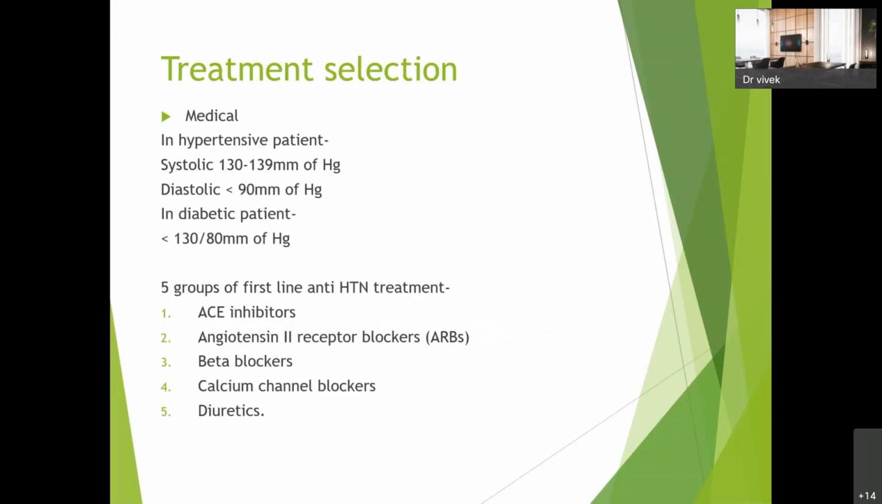Treatment selection is basically medical, surgical, or endovascular. The medical part involves, in hypertensive patients, maintaining the systolic BP between 130 to 139 and diastolic less than 90, and in diabetic patients less than 130 over 80. The antihypertensive medications used as first line treatment are ACE inhibitors, ARBs, beta blockers, calcium channel blockers, and diuretics.